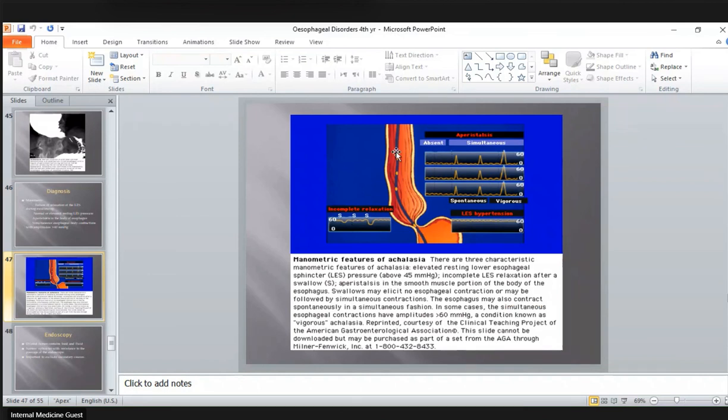This is the motility probe. It has a sensor here. You can see the lower esophageal sphincter does not relax, and these are aperistaltic simultaneous contractions, characteristic of achalasia.